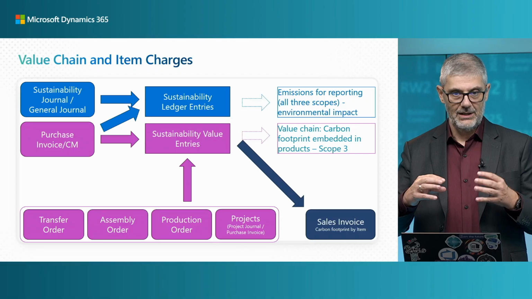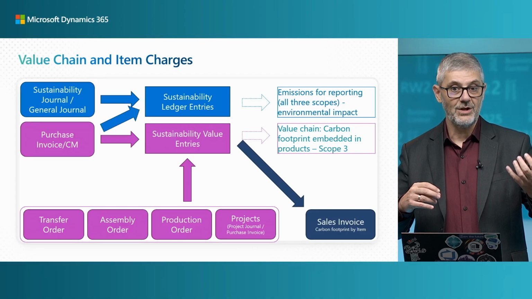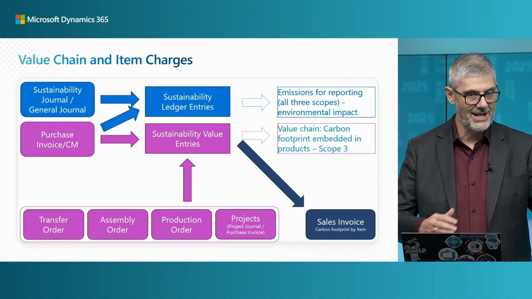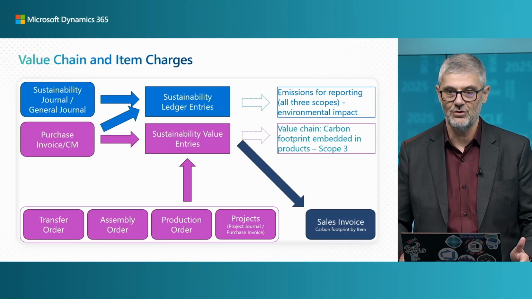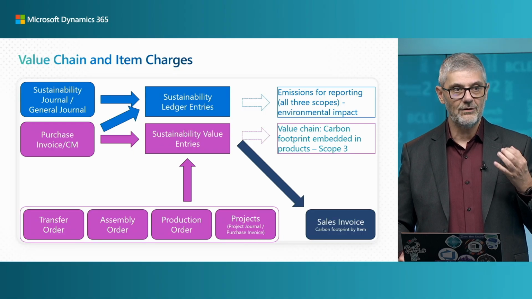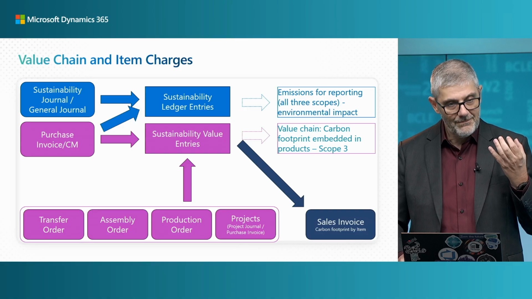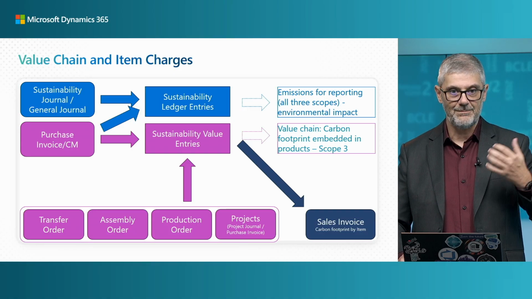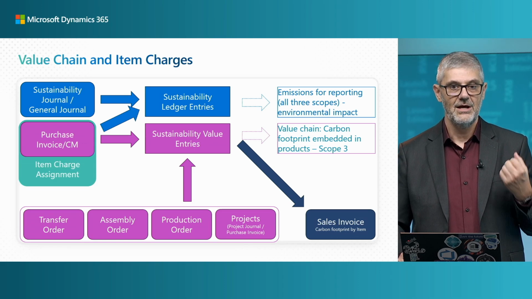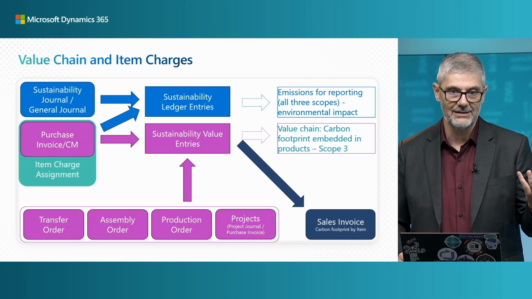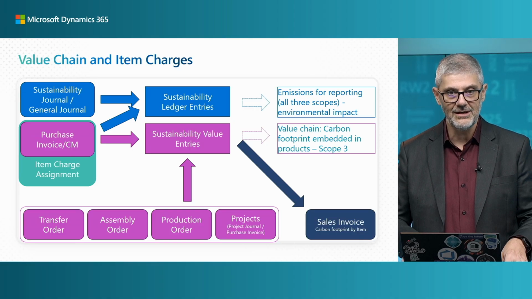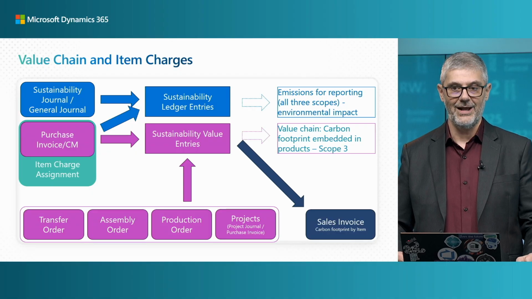So what did we enable? We enabled to use purchase invoice not only for sustainability ledger entry, but to create sustainability value entries. Plus, we enabled transfer order, assembly order, production order, and in this release, we enable projects as well. But what else? One of the small missing parts was maybe problematic, especially on the purchase side. We didn't have item charge assignment earlier. So if you had a transport, we couldn't handle this as an item charge in a purchase process. So now, in this release, we enable item charge as well.